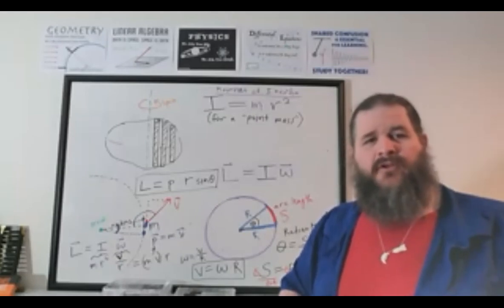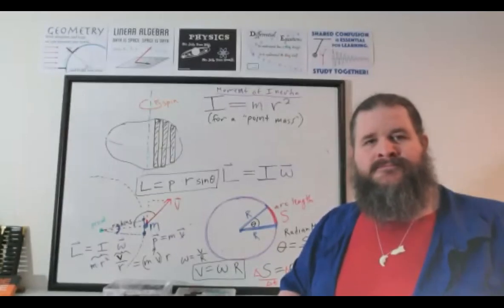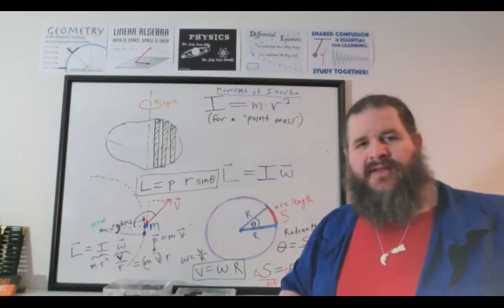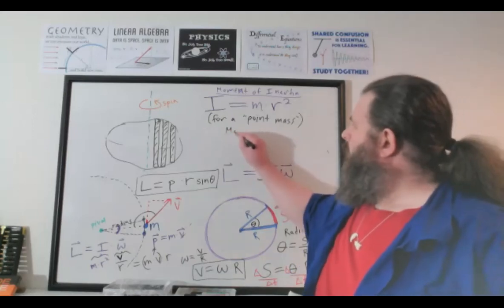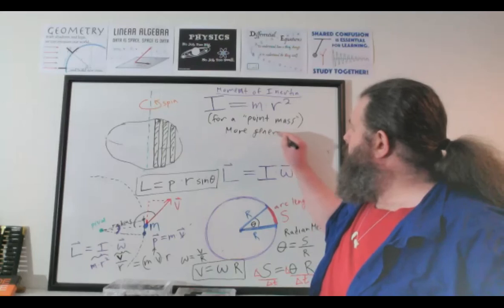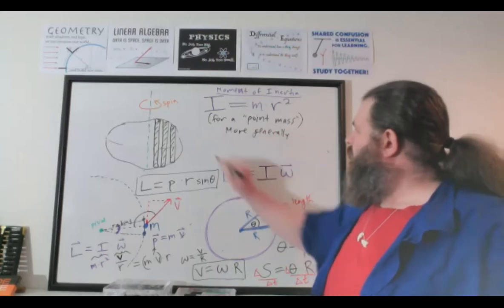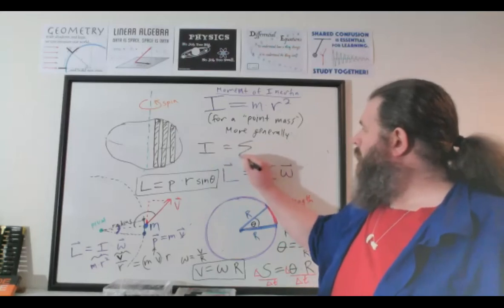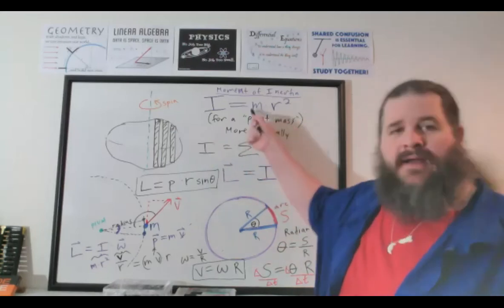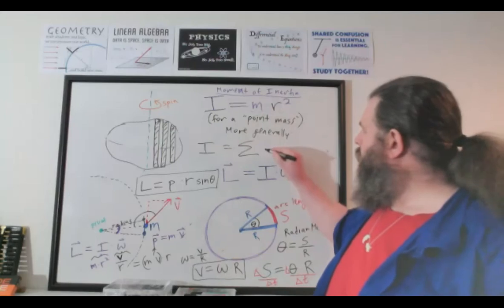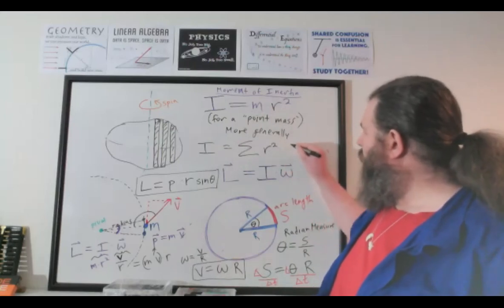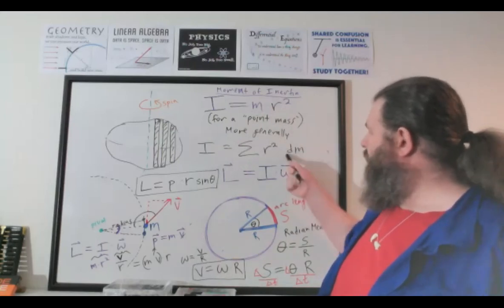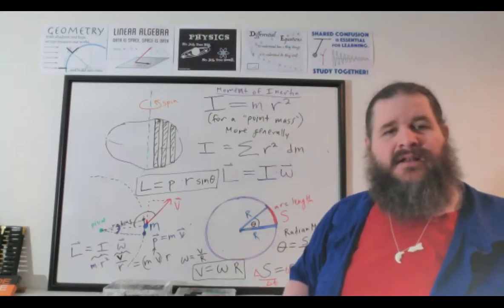And then what could you do with all those little bits of m times r squared? We can sum them together. Yeah, we can just add those all up. So more generally, we would say that the moment of inertia is the summation of r squared times little bits of mass. R squared times, and we would usually call this dm. dm meaning a tiny piece of m, a little bit of mass.